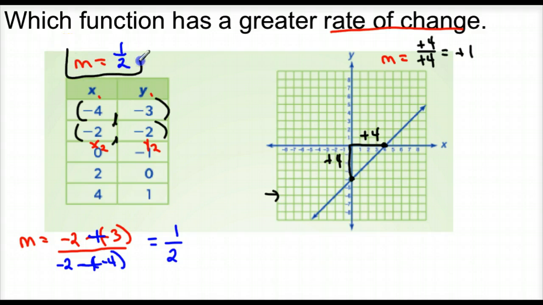So here's a slope of 1/2, here's a slope of 1. Who has the greater rate of change, or which number is greater, who has the greater slope? The slope of 1 is the greater rate of change.